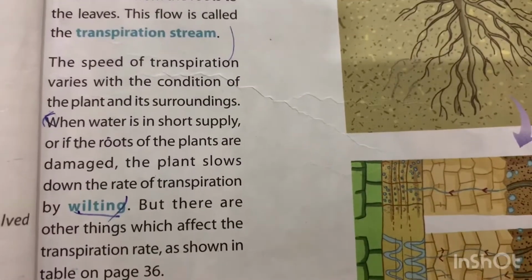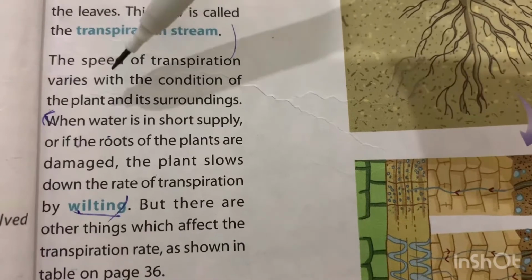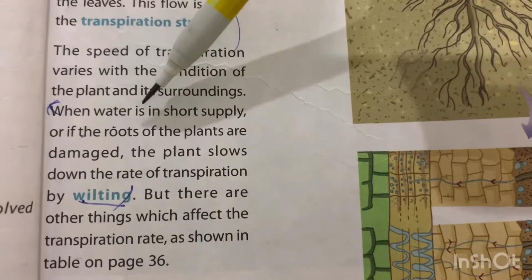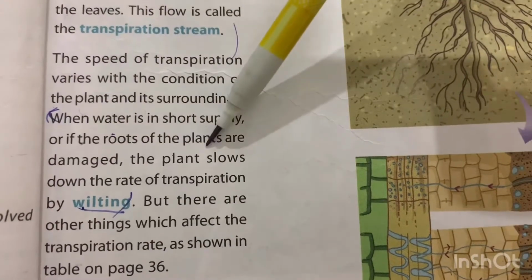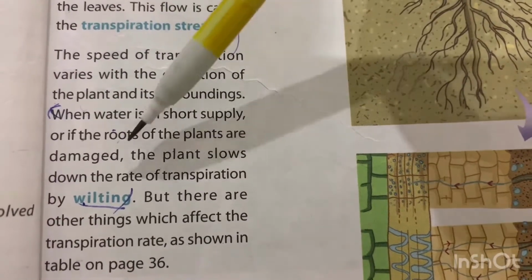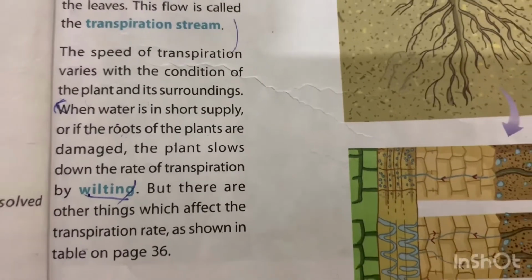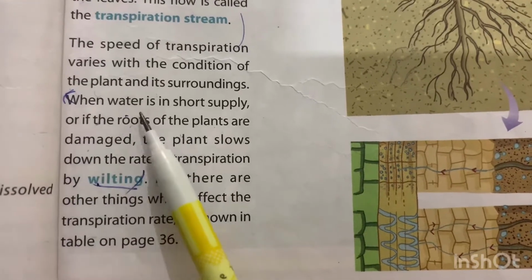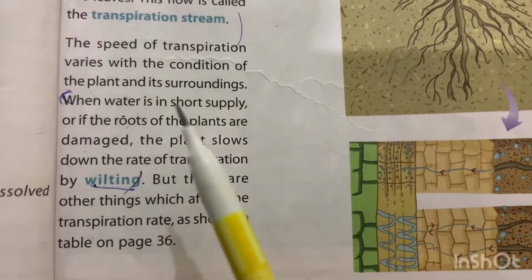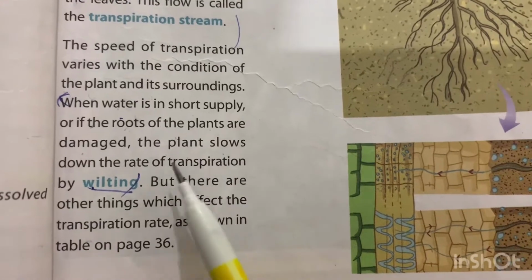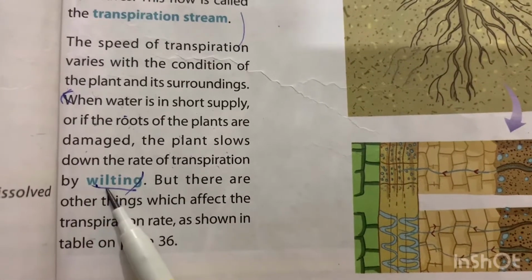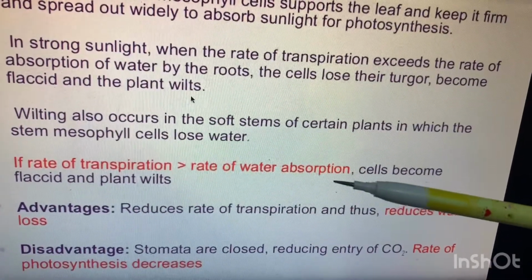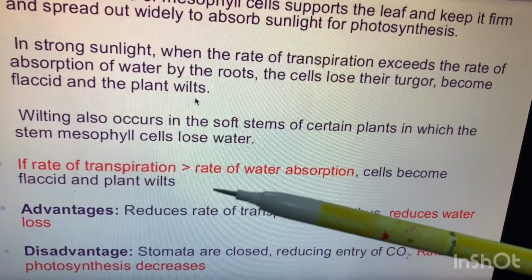The speed of transpiration varies with the condition of the plants and its surroundings. When the water is in short supply, when we don't have enough water, or if the roots of the plants are damaged, the plant slows down the rate of transpiration by wilting. If the rate of water absorption decreases, cells become flaccid and the plant wilts.